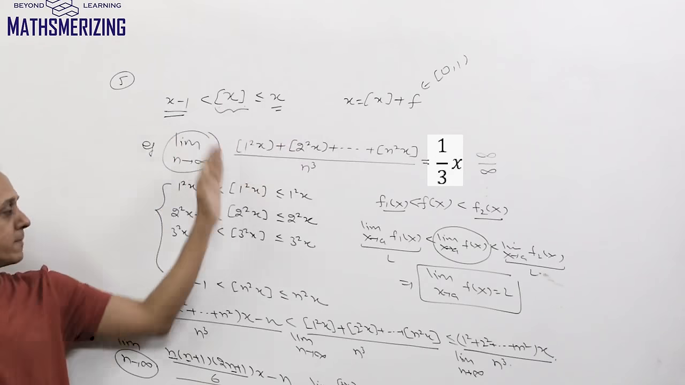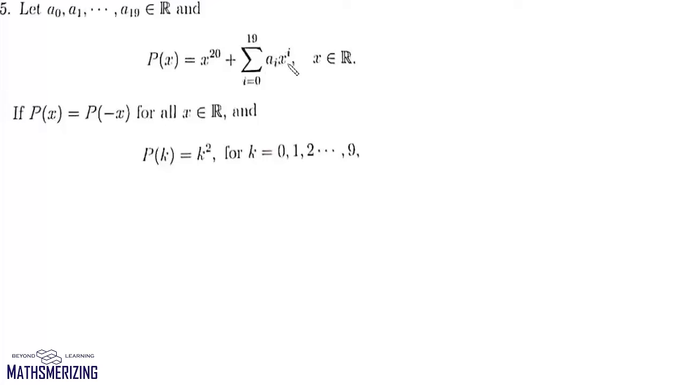Now question number 5 is, we are given this polynomial p(x), which is x to the power 20 plus a_i x to the power i for all i's from 0 to 19. So we can write this polynomial p(x) as x to the power 20 plus a19 x to the power 19, plus a18 x to the power 18, and so on, plus a1 x plus a0.